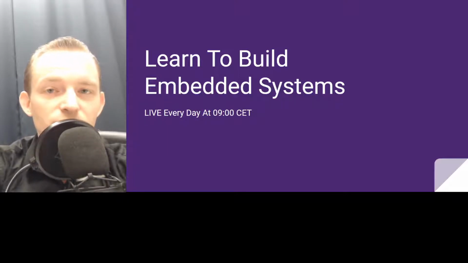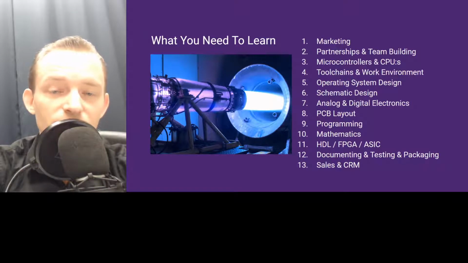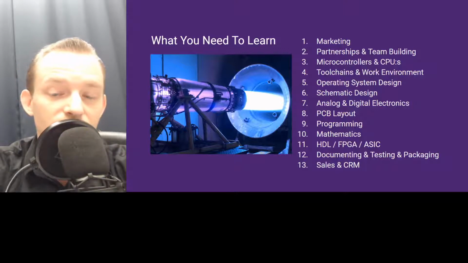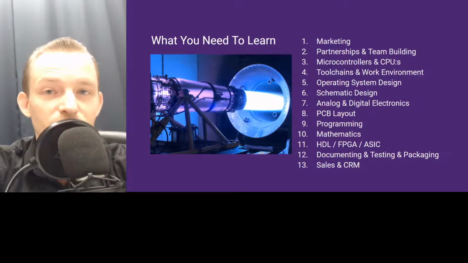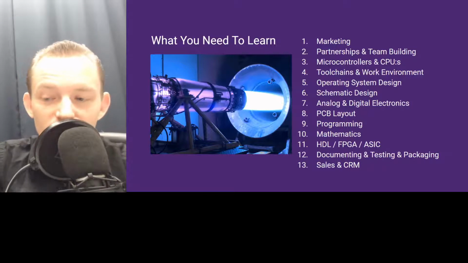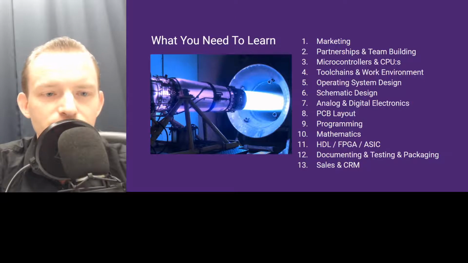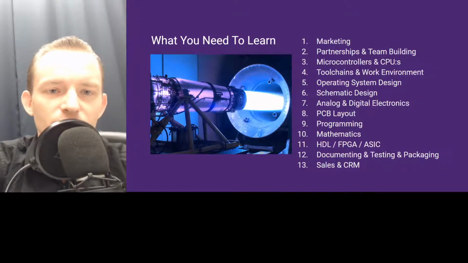We look at what you need to know in order to be an embedded engineer. And I've broken it down to 13 different steps. First is marketing. We go to team building, learn about microcontrollers, toolchains, operating systems, schematic design, analog digital electronics, PCB layout, programming, mathematics, hardware design, testing, packaging, and sales CRM. So we don't just look at the electronic side of things, but there's so much more to it that really answers a lot of questions for you.